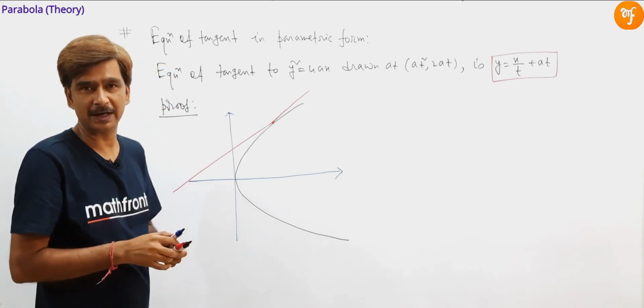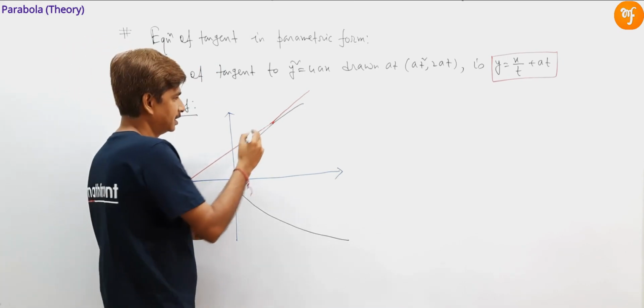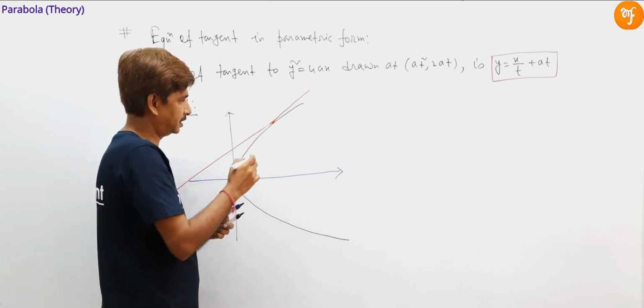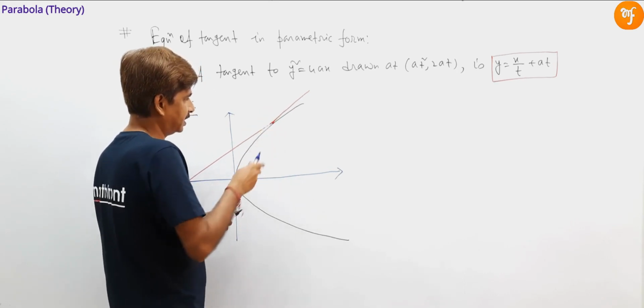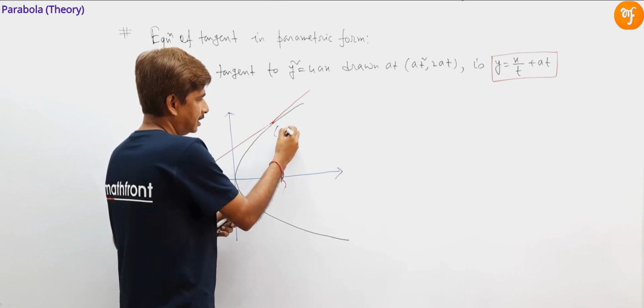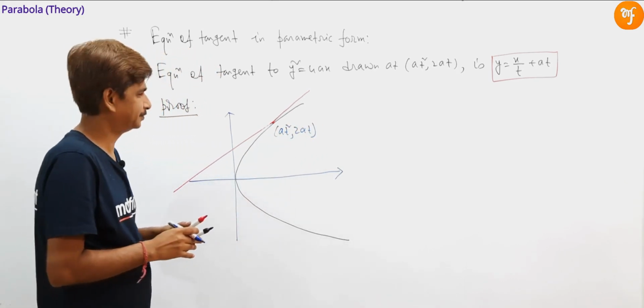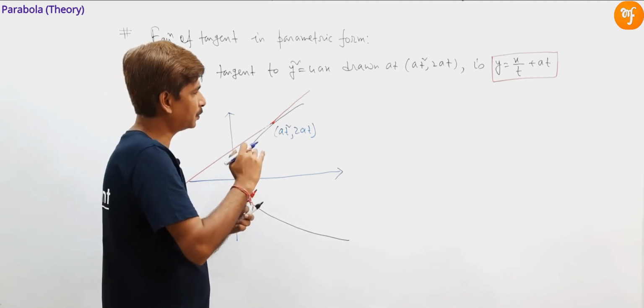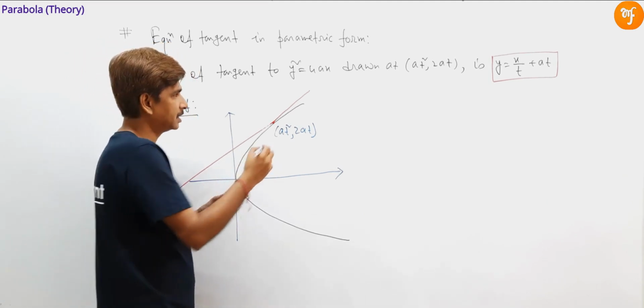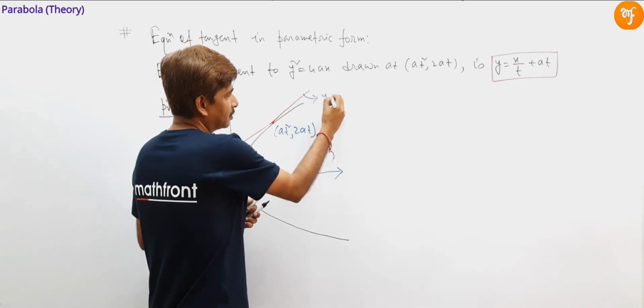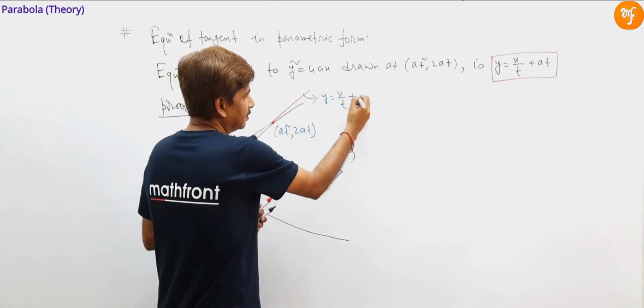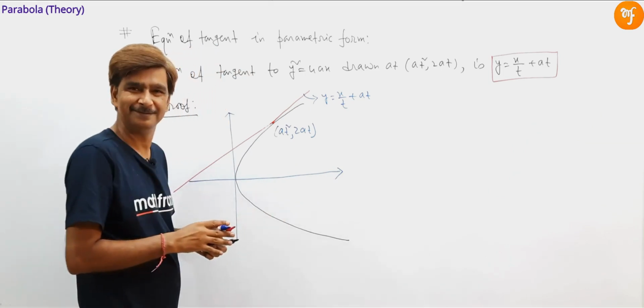The point of contact of this tangent is 80 square comma 280. So this point of contact can be written as 80 square comma 280. Now how to prove the equation of the tangent will be y is equal to x by t plus of 80? Look how.